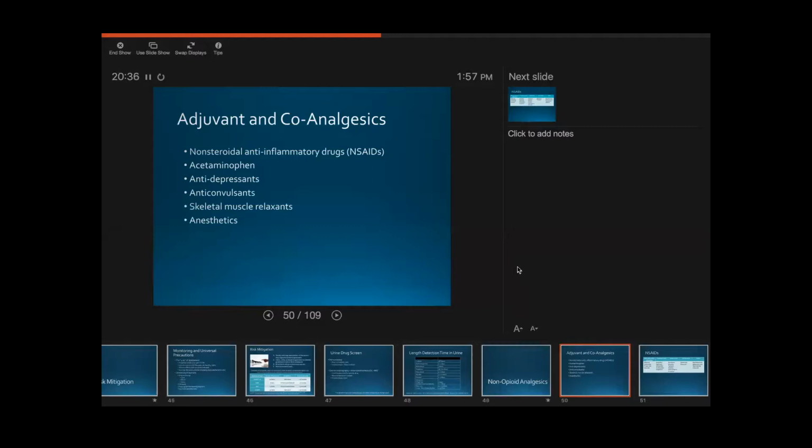Here are our co-analgesics or our adjuvant analgesics. These are the drugs that we can use as analgesics that are not opioids. Probably the better term for these is non-opioid analgesics, all right? Adjuvant usually means they're used in addition to. Co-analgesics may be that we can use them in addition to an opioid or with or without. Obviously, non-steroidal anti-inflammatories can be used by themselves as an analgesic or with another agent.